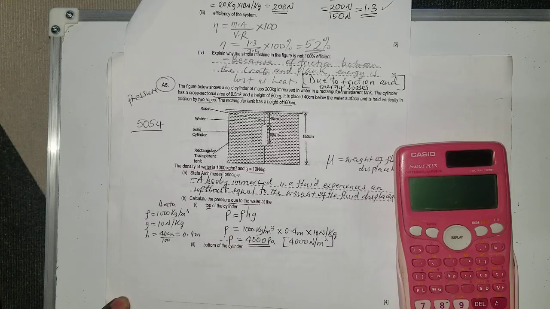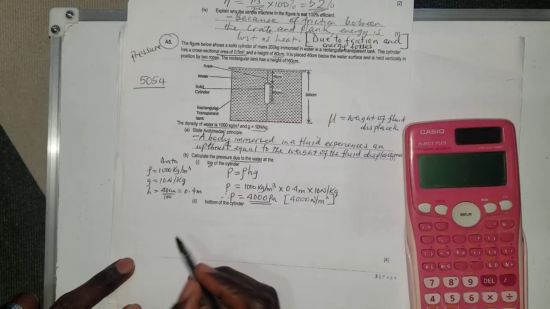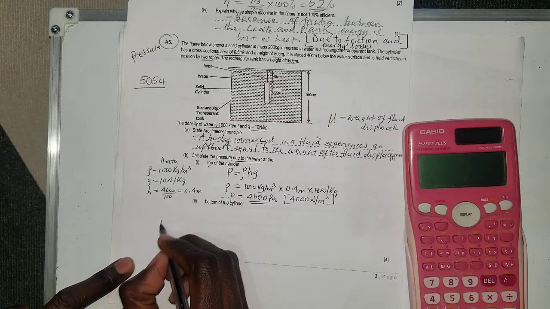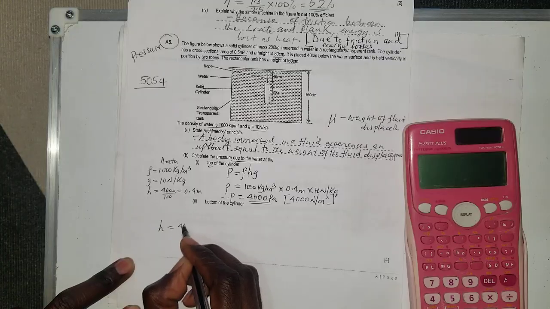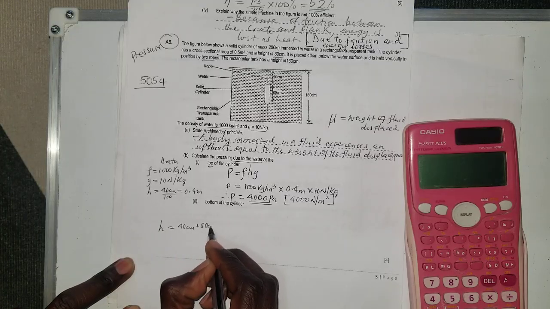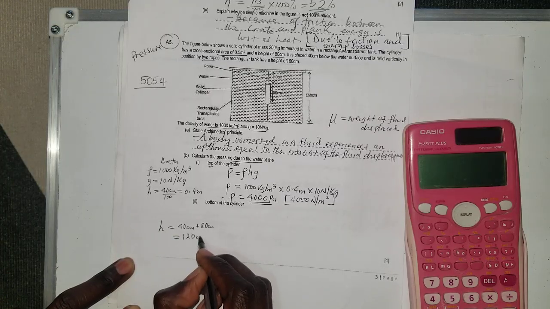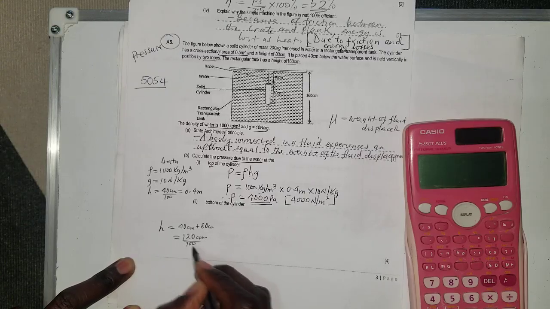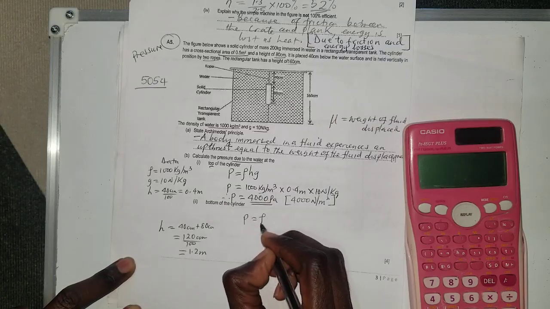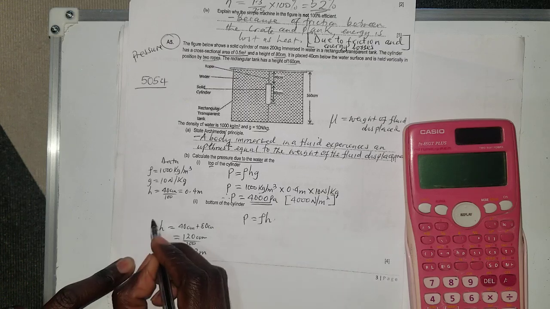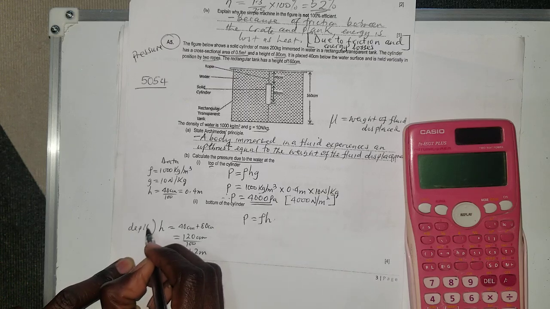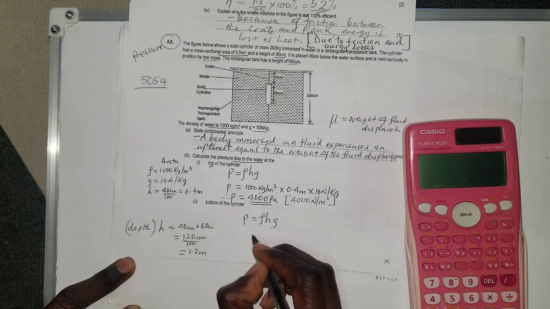What about the bottom? In this case, how do we calculate? It's the same. Now in this case, the height that we are going to use, since at the bottom it will be 40 centimeters plus 80 centimeters, gives 120 centimeters. Right away, I'll divide by 100 to convert to meters, which gives 1.2 meters. So pressure is equal to rho, the density of the water, times the height or depth. That's what you need to remember, times the gravity.